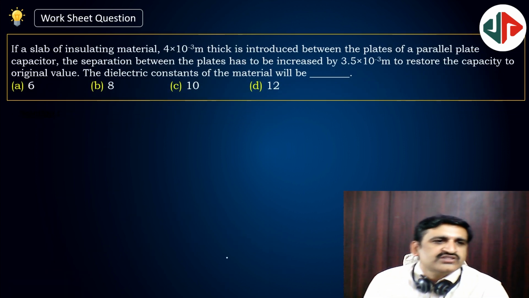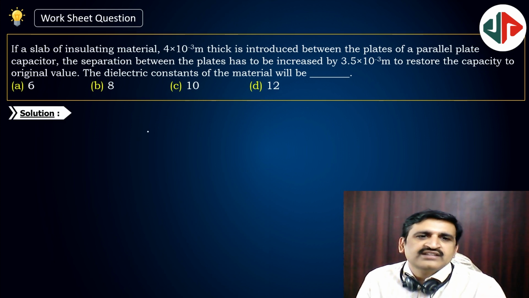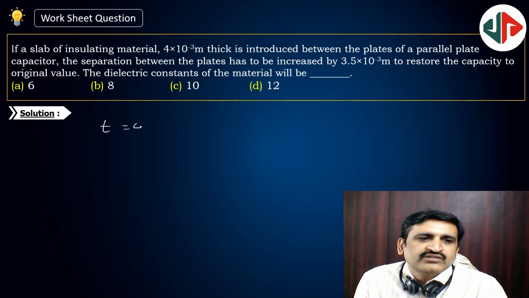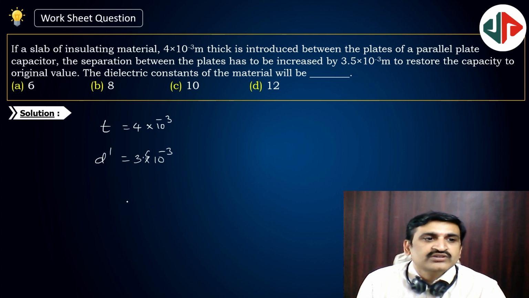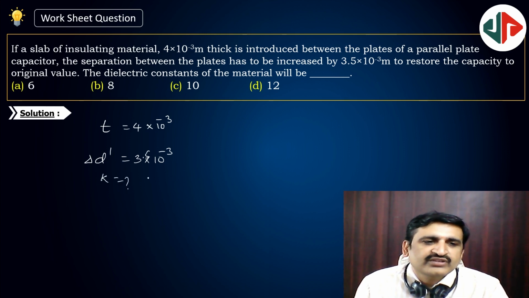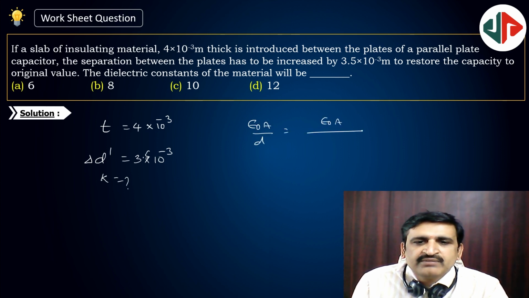If a slab of insulating material of thickness T equal to 4 into 10 to the power minus 3 is introduced between the plates of a parallel plate capacitor, the separation between the plates has to be increased by D dash equal to 3.5 into 10 to the power minus 3 to restore the capacity to the original value. This is increased by, not increased to. And the dielectric constant of the material is K equal to. First one is epsilon naught A by D only. Second one is epsilon naught A by D minus T plus T by K.